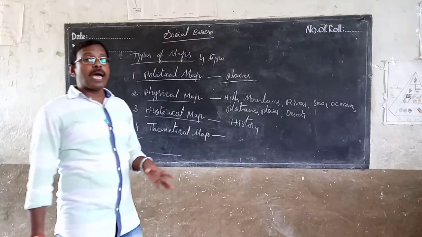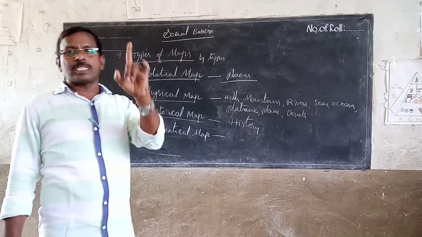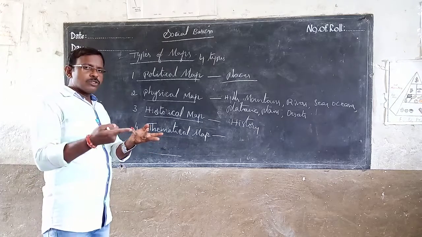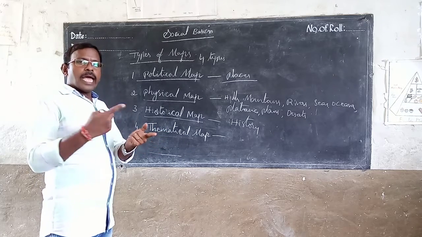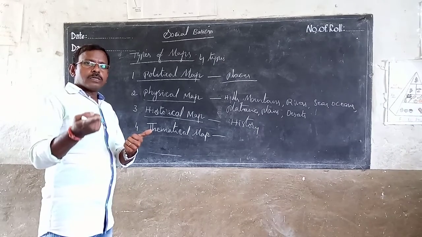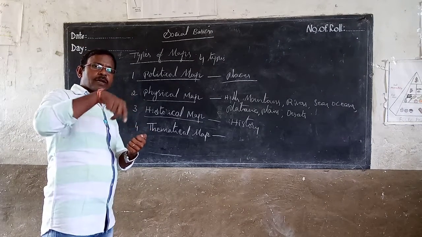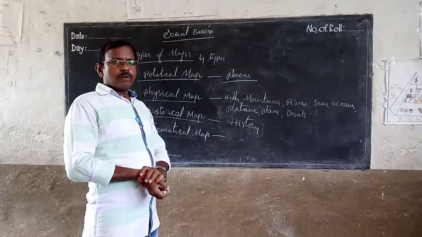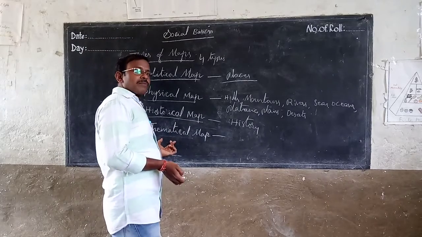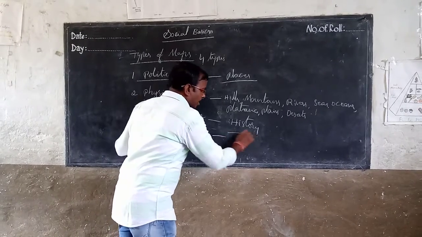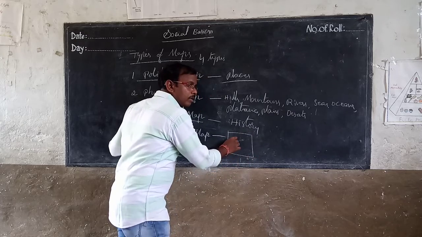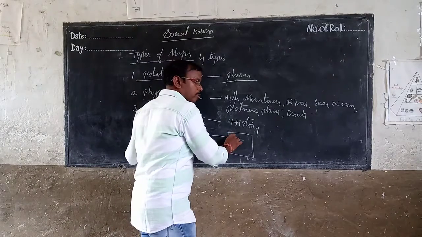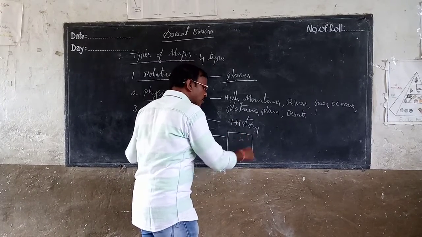Thematic maps: which maps tell about one aspect, which means about crops, minerals, rainfall, temperature, forest, whatever one aspect, only one, and about population. You understand? Those maps are called thematic maps. One map will tell about total population. Here this much population in this state, this much in that state, only population will be shown.